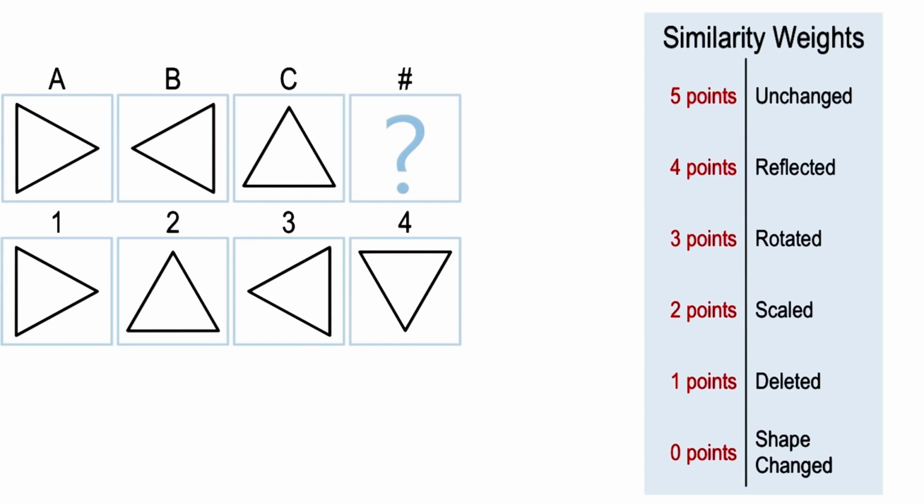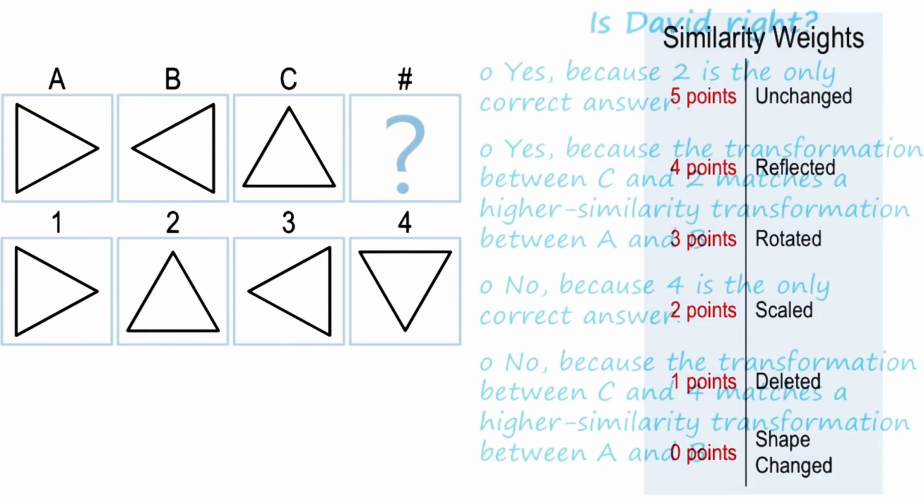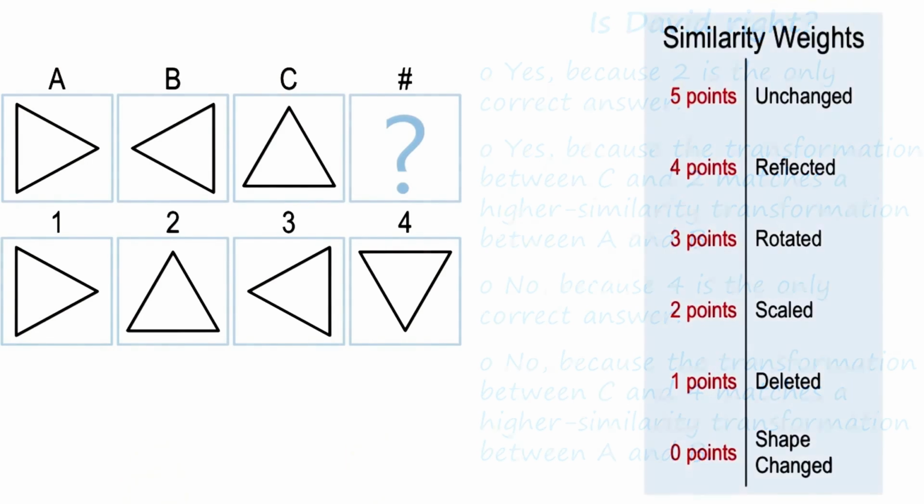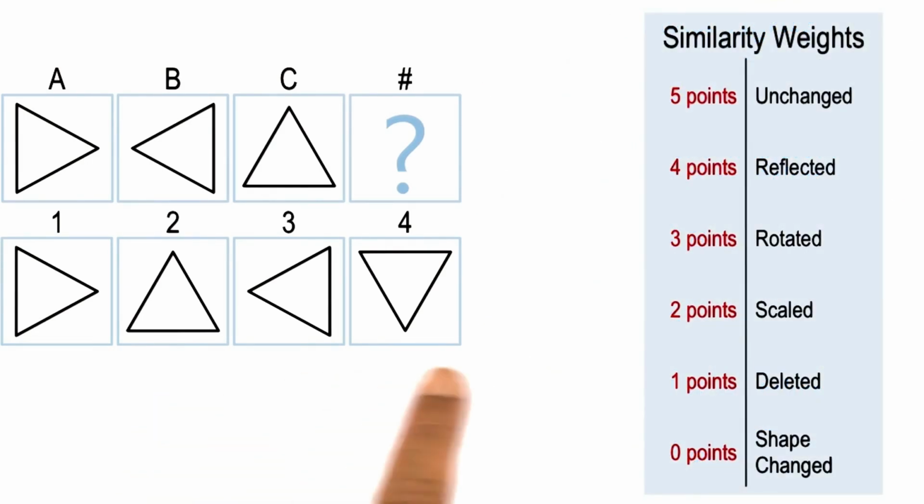So it seems to me that given these 4 choices, the right choice is going to be number 2. What does everyone think about David's answer? Did David give the right answer with 2? What does everyone think? Is 2 the right answer here? Well, let's look at the choices. First, note that both 2 and 4 are legitimate answers.